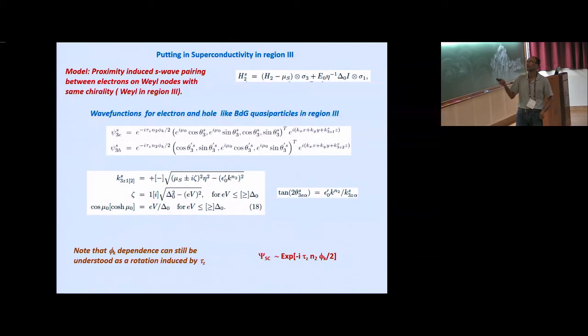So essentially all you do is the same thing, but solve now for the electron-like and hole-like quasi-particle wave functions, which is standard. But the point is that even for this Hamiltonian, what we find is that the superconducting wave function again has this property that the phi k dependence can be understood as a rotation around the z-axis by N2 times phi k. Okay, so that's the property that we need.